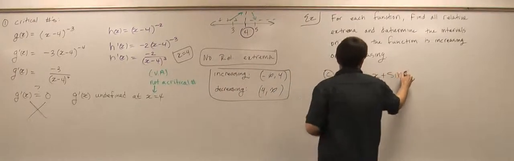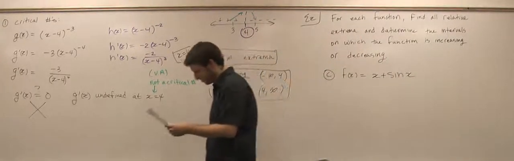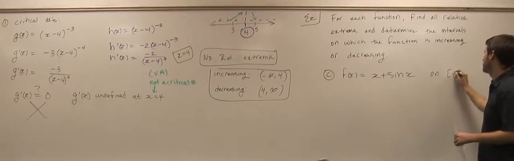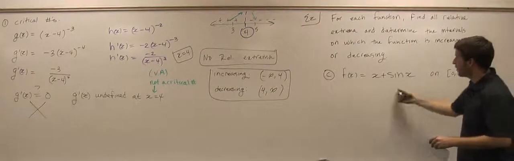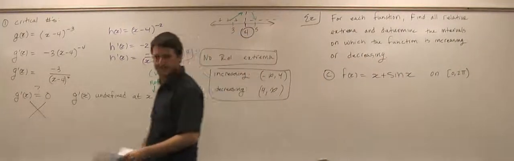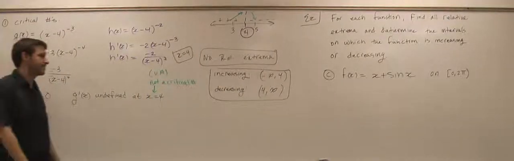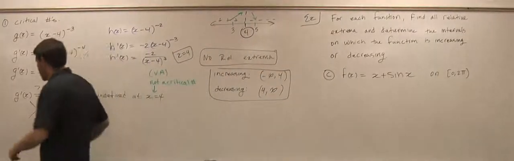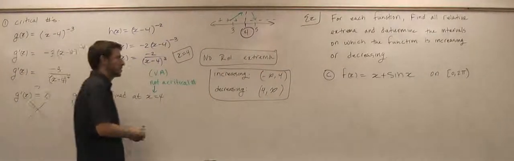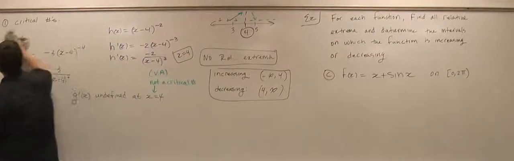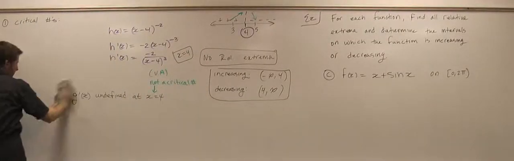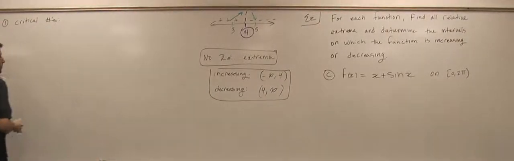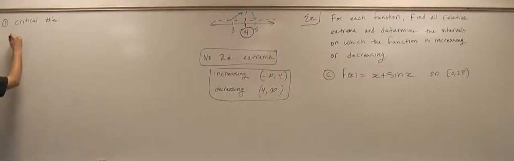x plus sine x. Just do it on the interval 0 to 2 pi. So I want to know all relative extrema and where it's increasing and decreasing. So to find relative extrema, I need critical numbers. So how do I get the critical numbers of this bad boy? Take the derivative. Always a good idea. Take some derivatives.